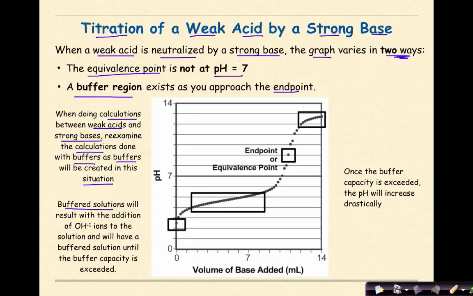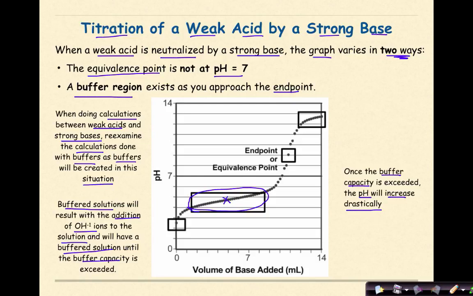Buffered solutions will result with the addition of hydroxide ions to the solution, and we'll have a buffered solution until the buffer capacity is exceeded. Once the buffer capacity is exceeded, the pH will increase drastically. So our buffer region here is in this boxed out portion right here, and we're going to be talking about something known as half titration. And half titration, when we do refer to this later on, occurs right in the middle of the buffered region.